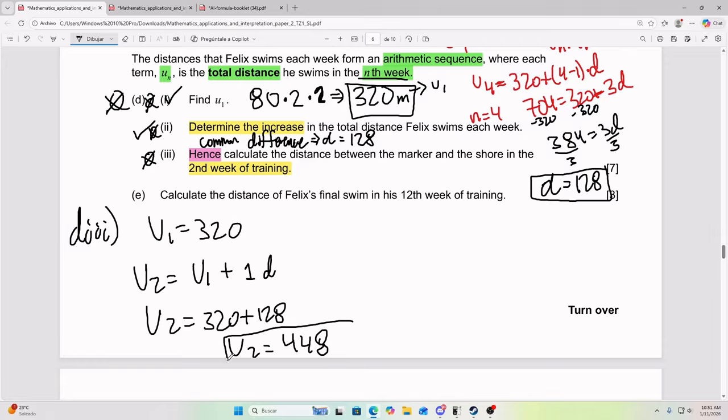And a lot of people from here, once they identify U2 and U1, simply do the 448 minus the 320, boom, they're good to go.